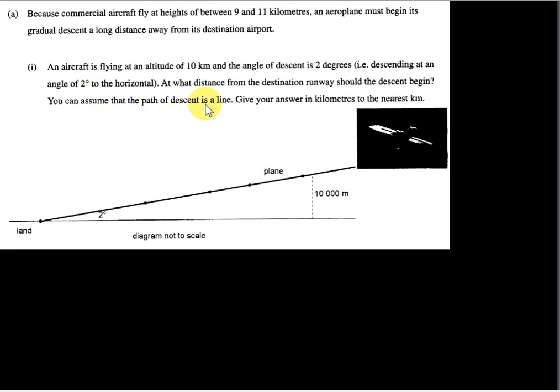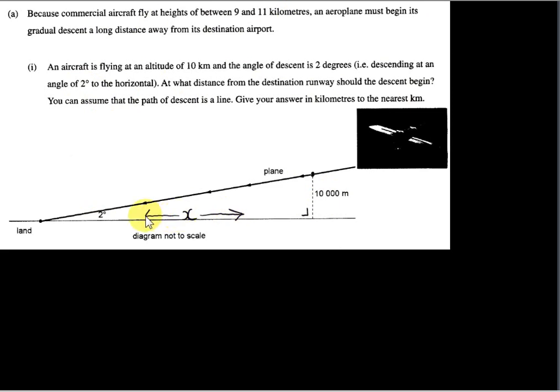You can assume that the path of descent is a line. Give your answer in kilometers to the nearest kilometer. So here's the picture. The height of the aircraft when it's here is 10 kilometers. Now 10 kilometers is 10,000 meters. So basically we just want to find this distance, which I'll call x.